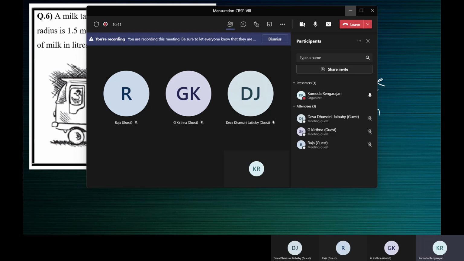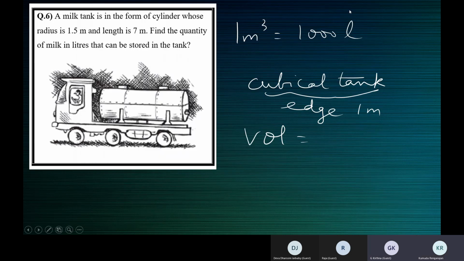Okay, Keetana, what's the value of A in our example? Ma'am, I cannot see the screen, ma'am. Like only the meeting screen. No, I told you. Okay, no problem.